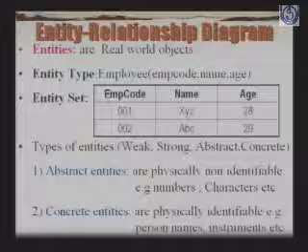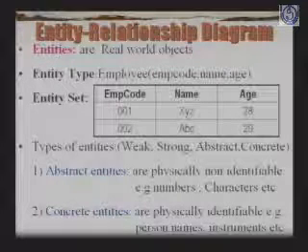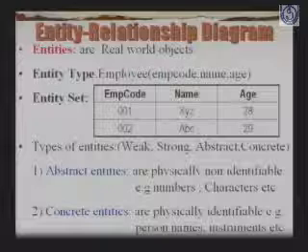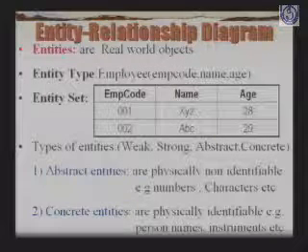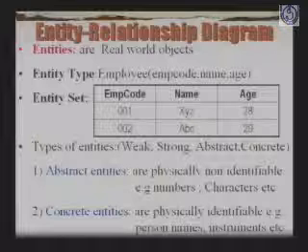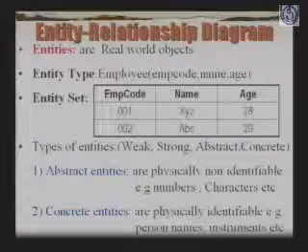At the same time, abstract and concrete entities: abstract entities are the entities which cannot be physically identified, like your numbers, characters. And concrete entities are the entities which can be identified, like your person name and instruments and all that stuff.